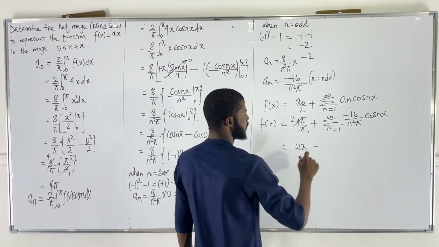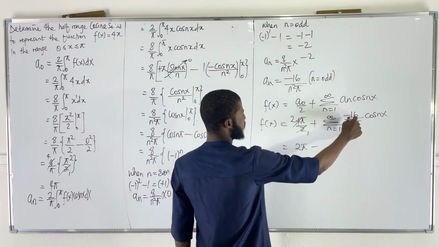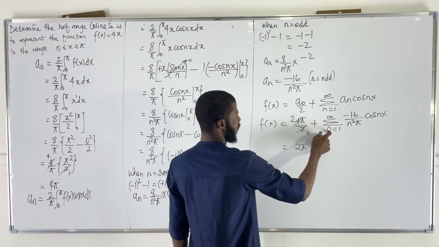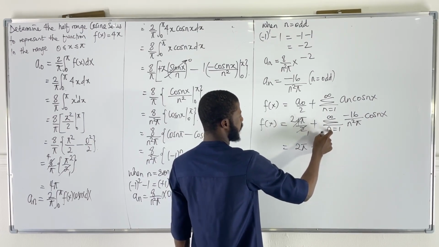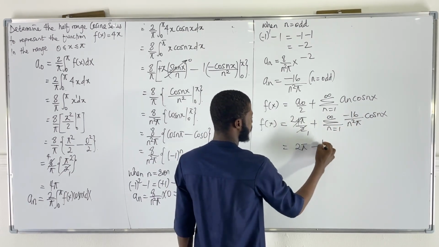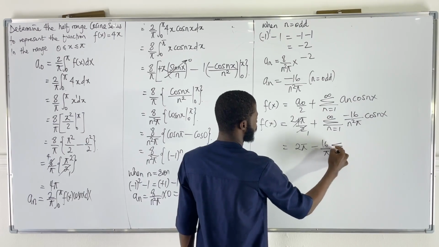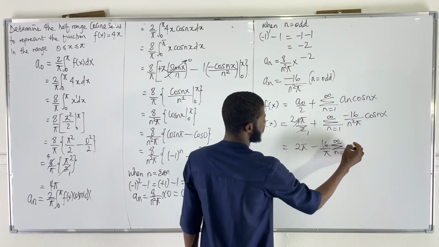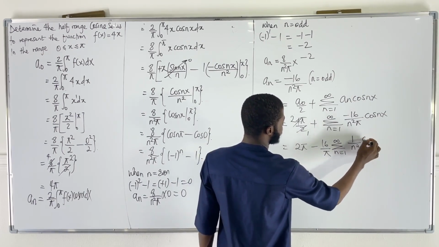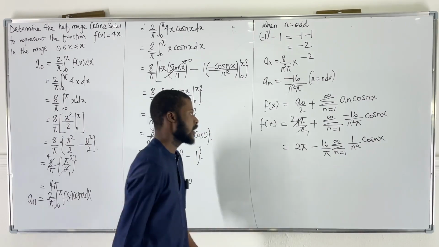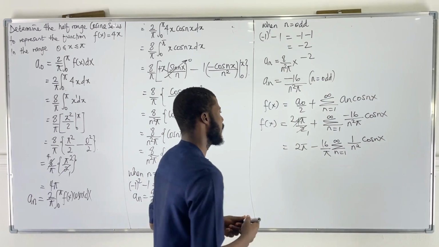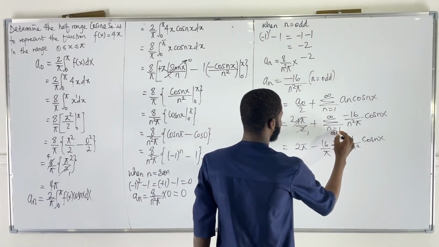Now, what is the constant at this part? The minus 16 is a constant. This pi is a constant because your summation is with respect to n. So anything that does not have n is a constant. So bring out the minus 16 over pi. And then the sum from n equal to 1 to infinity. What will be left is 1 over n squared cos nx. Now remember that this is only happening when n is odd. So you have to always remember, when n is odd.